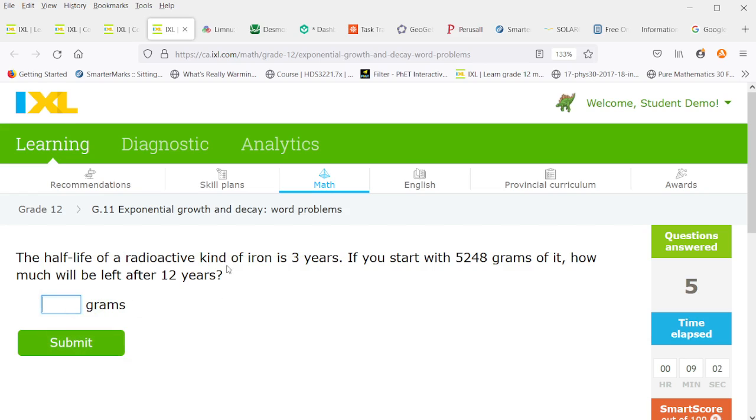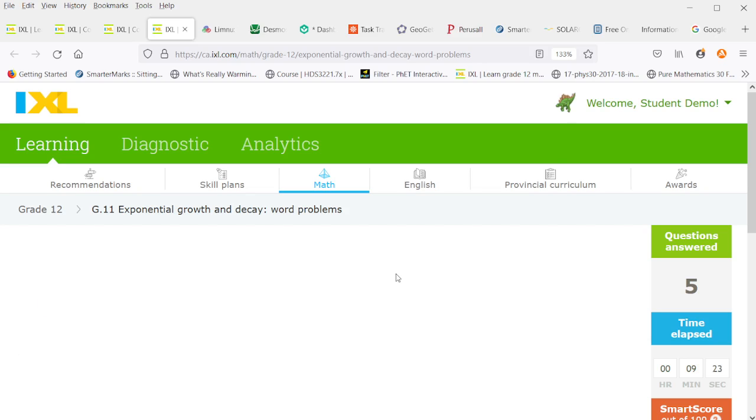Now, the half-life of radioactive kind of iron is 3 years. We start with 5,248 grams of it. How much will be left after 12 years? That is 4 half-lives. 2 exponent 4 is 16. So 5,248 divided by 16 is 328 grams.